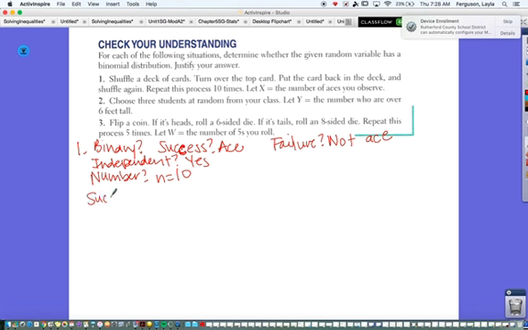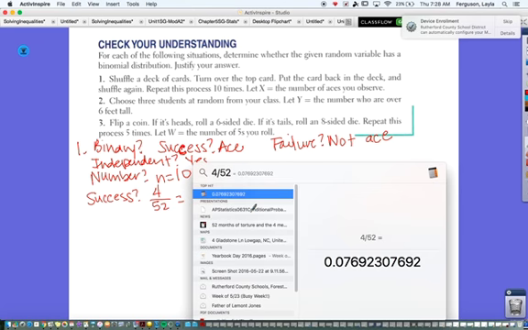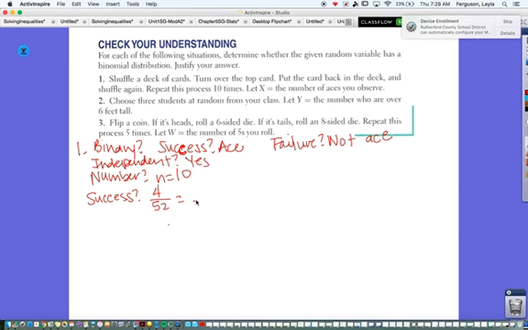And the last one is success. So do we know the probability that we get a success? And so we can figure out what the probability is because we know that there are 4 aces in a deck of 52 cards. So the probability that you get a success would be 4 out of 52, which would be 0.08.